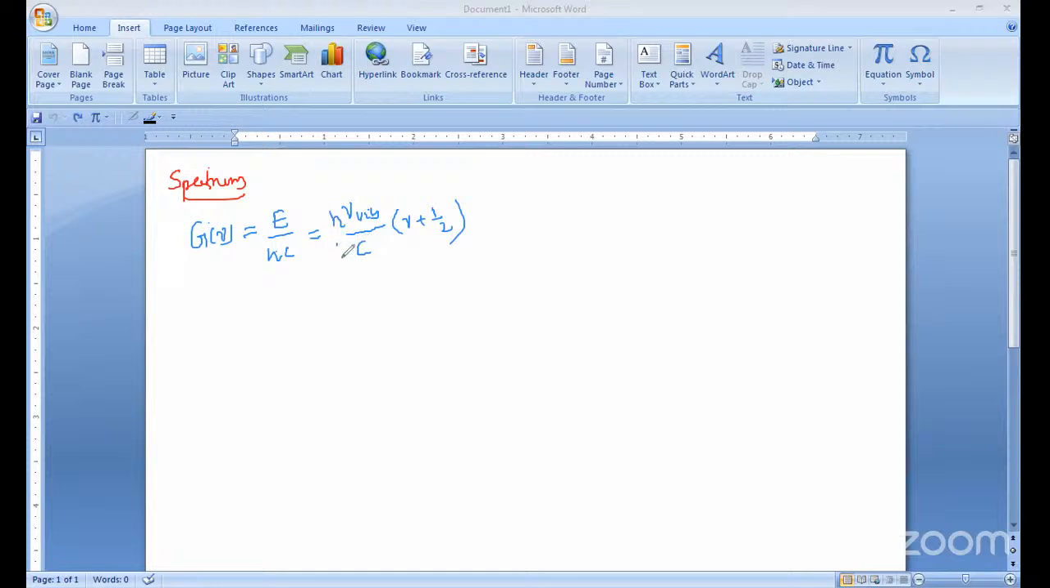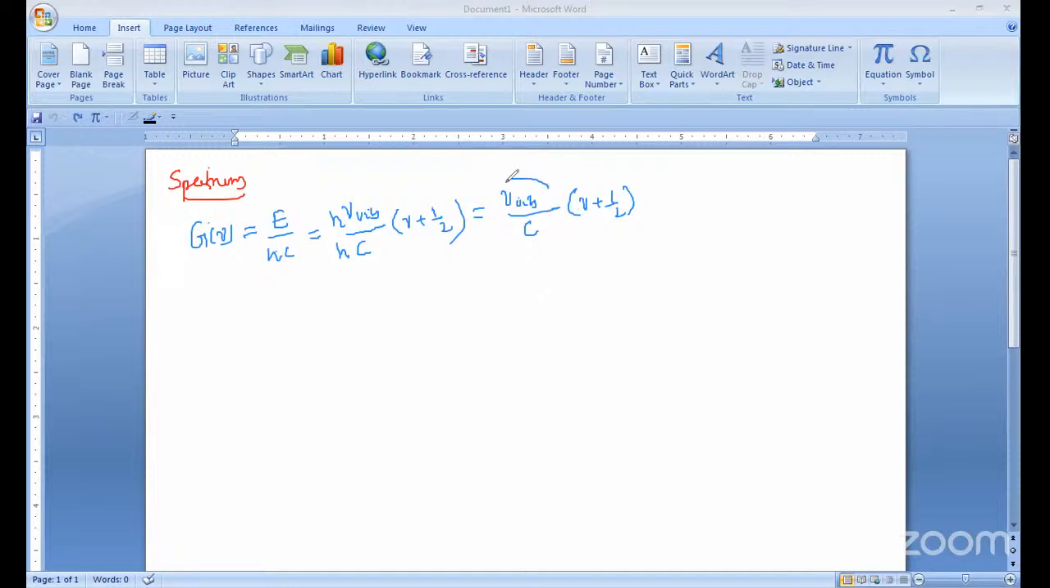So here in the denominator we have H. So if we cancel this, we'll be getting it as what? H into H will get cancelled. The G nu is equal to what we are going to get? Nu vibration by C into nu plus half we are going to get. Nu plus half here. Okay.